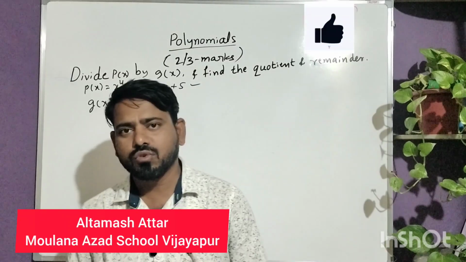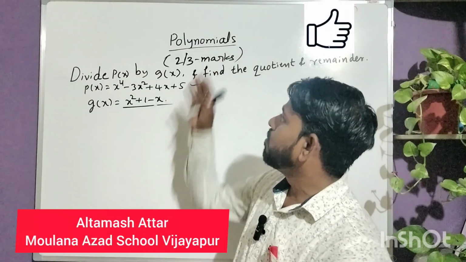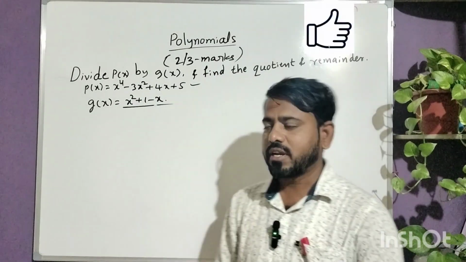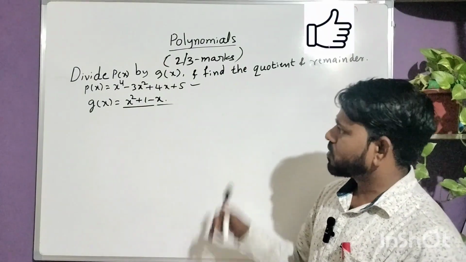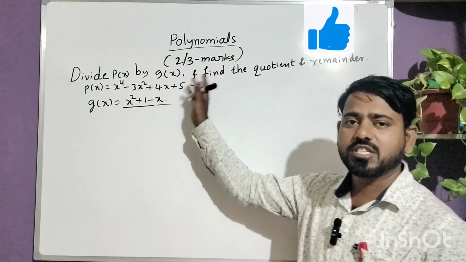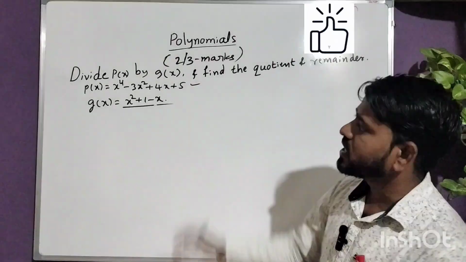Hi students, today we study two or three most important problems of the polynomials chapter. It is very important and a very easy problem. The question is, divide p of x by g of x and find the quotient and remainder.